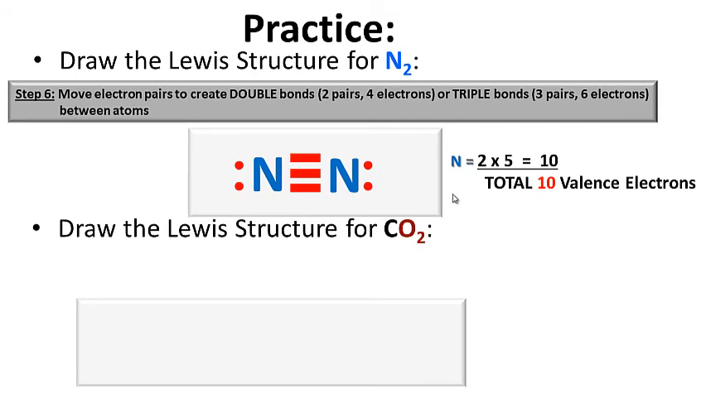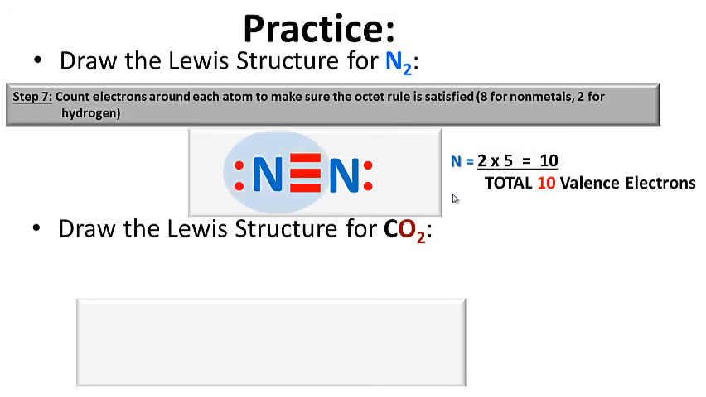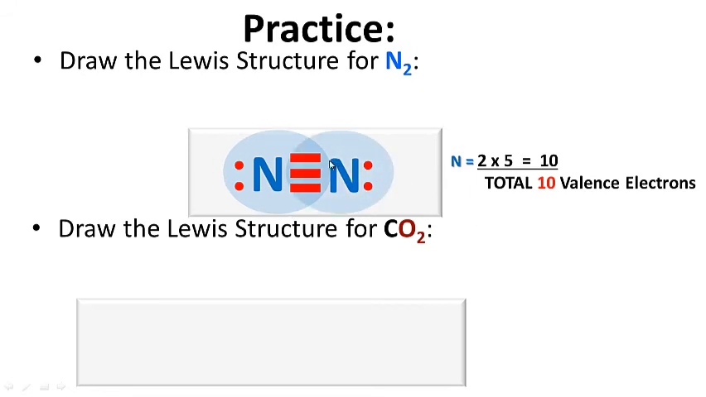Now let's move on to step 7. Count the electrons around each atom to make sure the octet rule is satisfied. Remember, there's 8 for nonmetals, so 2, 4, 6, 8. This nitrogen looks good. Let's check the other one. 2, 4, 6, 8. There we go. We're good. That is the correct Lewis structure for N2.